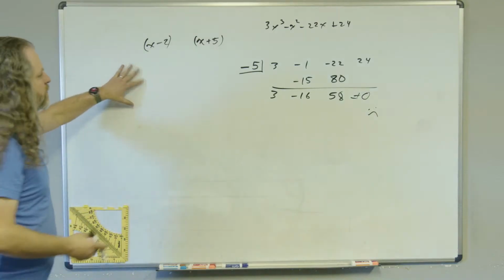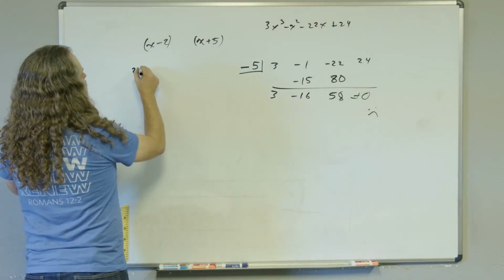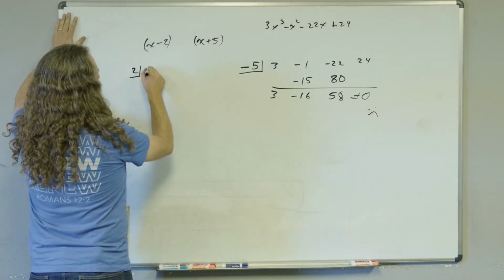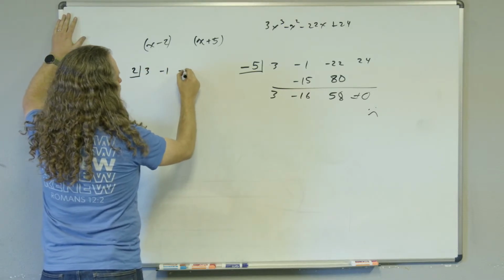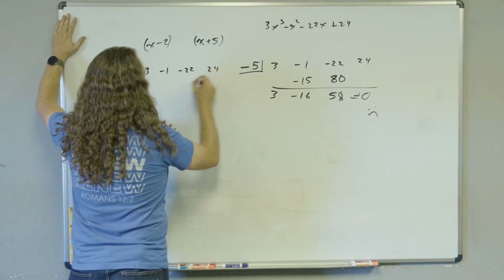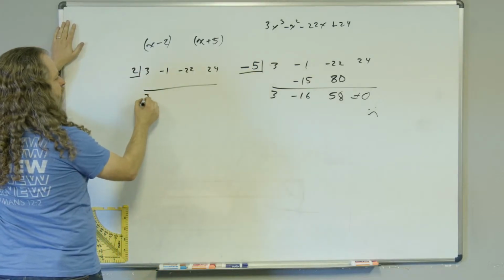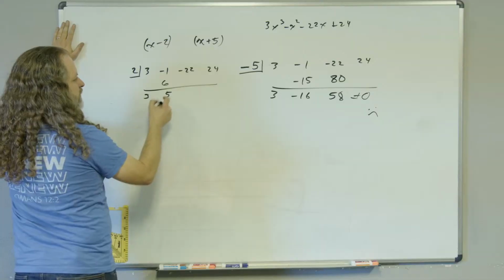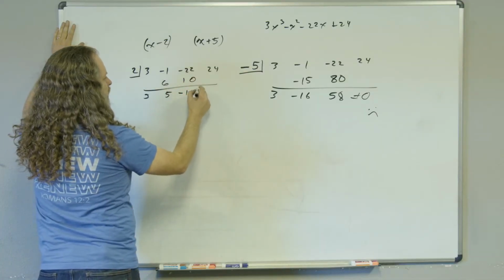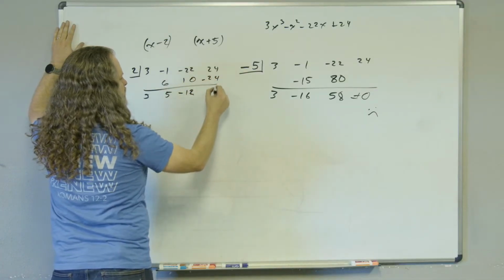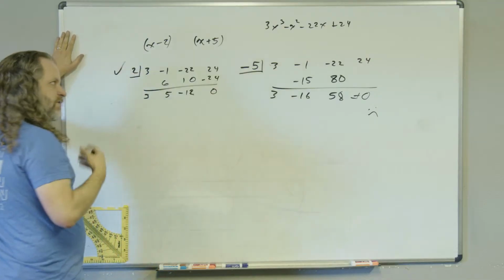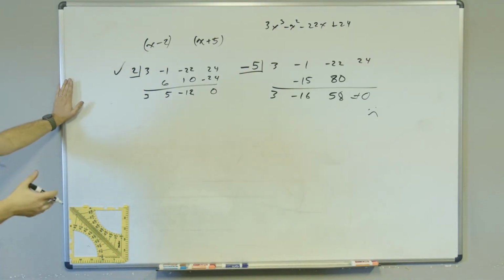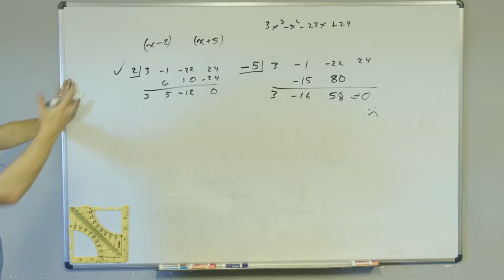So we're also going to check positive 2. So 3, negative 1, negative 22, 24. Bring down the 3. 3 times 2 is 6. Negative 1 plus 6 is 5. 2 times 5 is 10. Negative 12, and Bob's your uncle. This one is a factor. And so the further instructions say if it is a factor, use it to write the factored form of that.